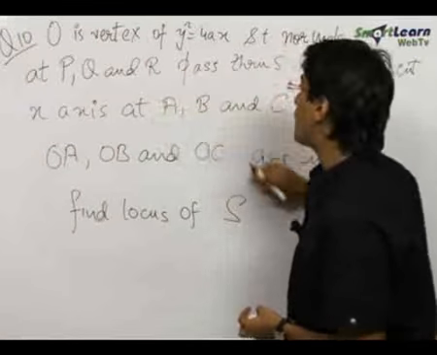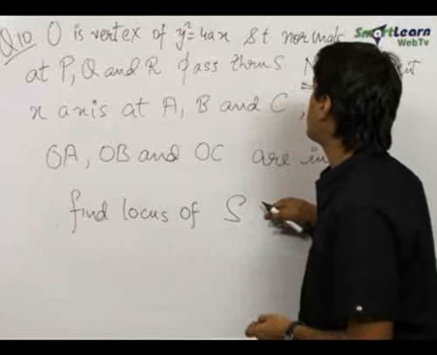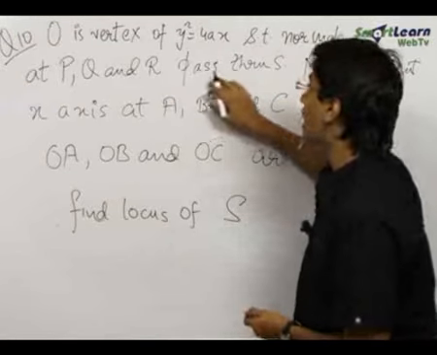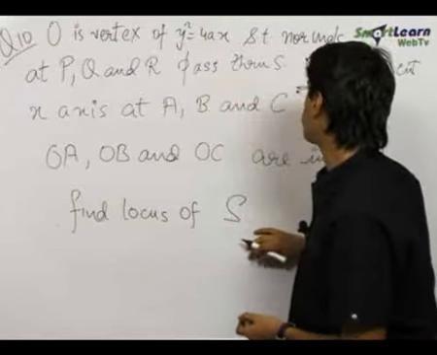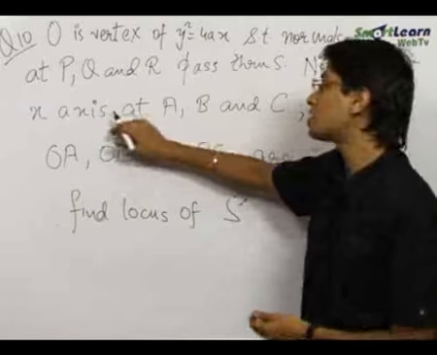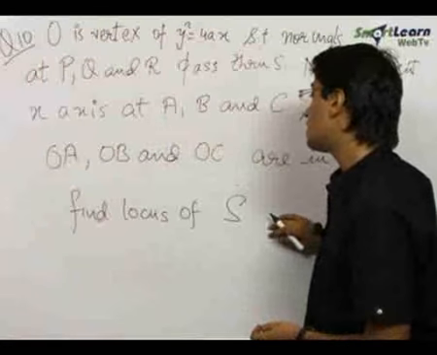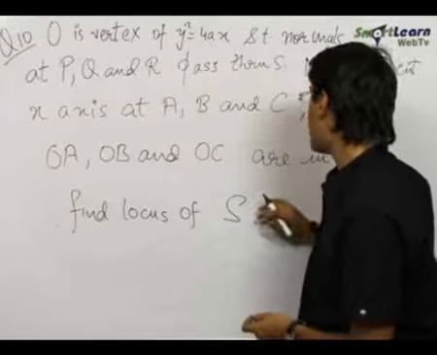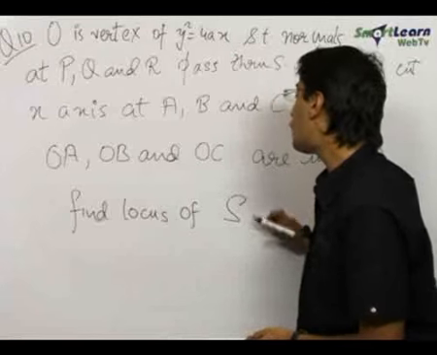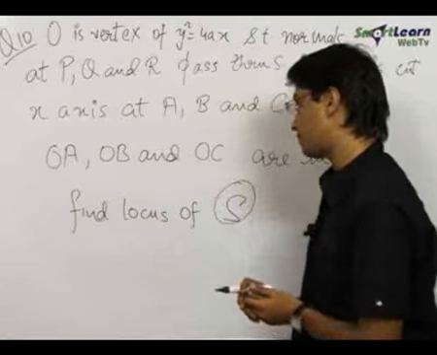O is the vertex of parabola y square is equal to 4ax, such that the normals at P, Q and R pass through S. The normals cut the axis of x at A, B and C such that OA, OB and OC are in AP. We need to find the locus of point S.